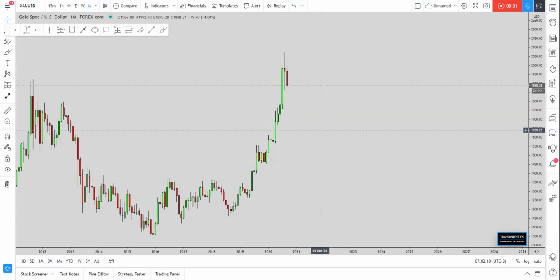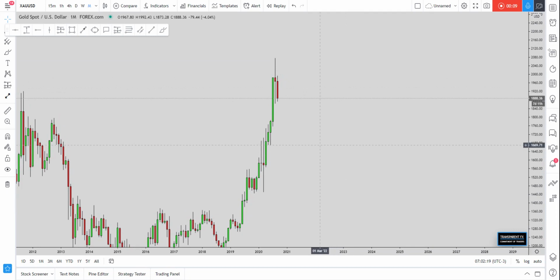Okay, so let's make a full breakdown of the situation that we currently have on gold. Now, starting from the monthly time frame, what do we see? On the monthly, we can see that the market has just provided a very strong impulse to the upside.